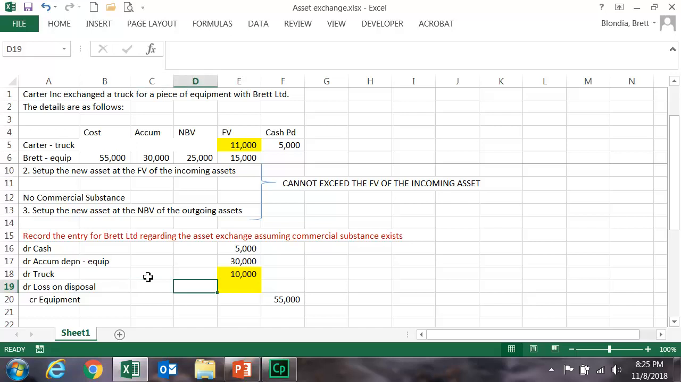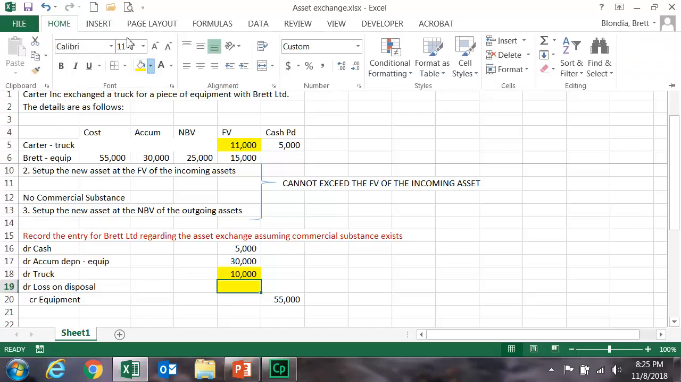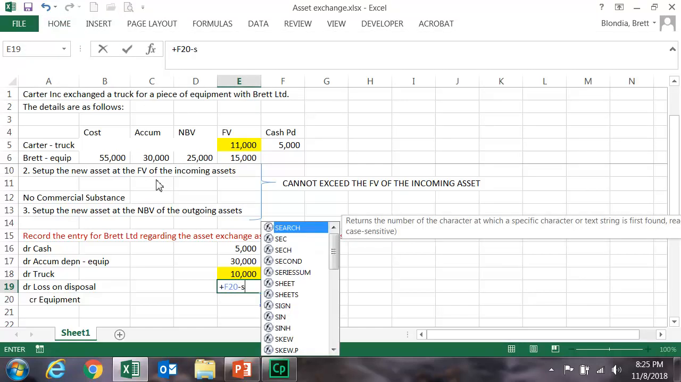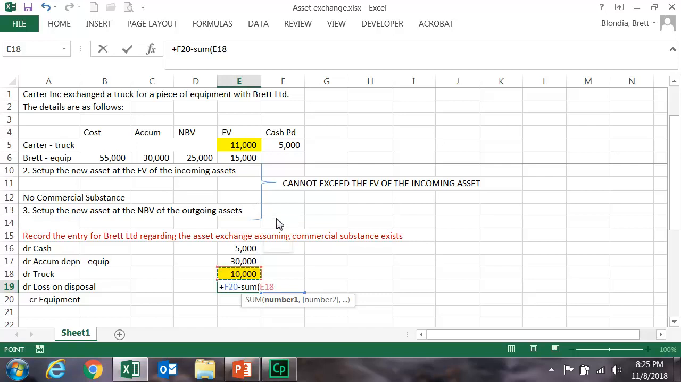You can call it loss on disposal, loss on exchange. Any of those terms are absolutely fine. But the loss is the difference between my credits and all of my debits. So I have a $10,000 loss on disposal. That is how you would record this entry for Brett Limited. Record the cash, get rid of all traces of the old asset, then set up that new asset. And then deal with a gain or loss on disposal at the end.